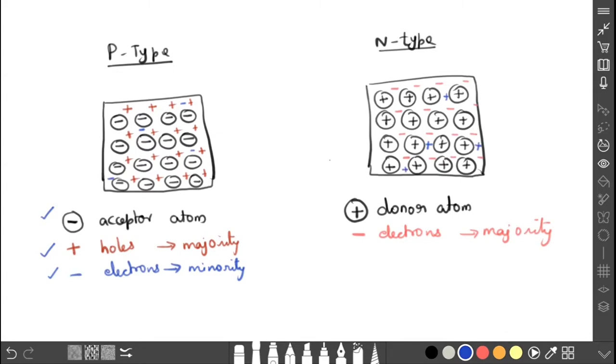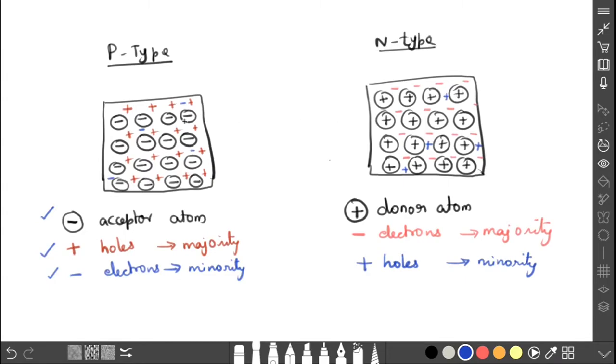Fewer holes will be present. The plus symbol represents the positive charge of the holes. It is the minority charge carrier. So now everything we have explained in the diagram, by seeing the diagram you can understand which type of semiconductor it is.